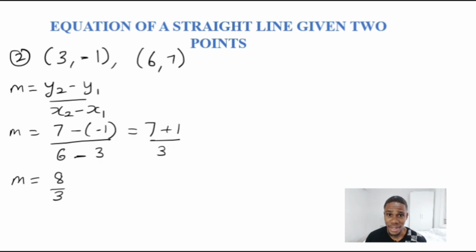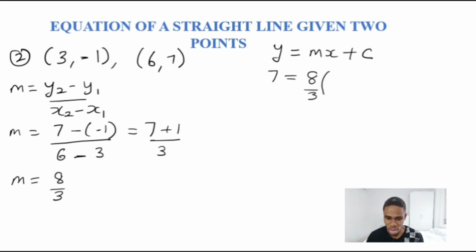Now we find the y-intercept. So our equation of the straight line is y equals mx plus c. Picking any of these 2 points and inserting the x and y coordinates in the x and y columns. So let's take 6, 7. So y is 7 equals our gradient 8 divided by 3 times our x, which is 6, plus our c.